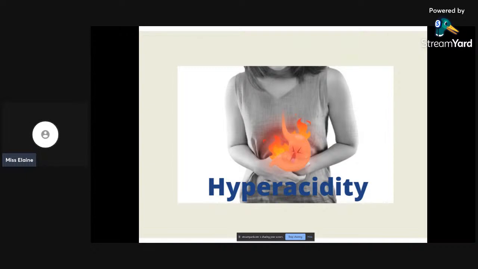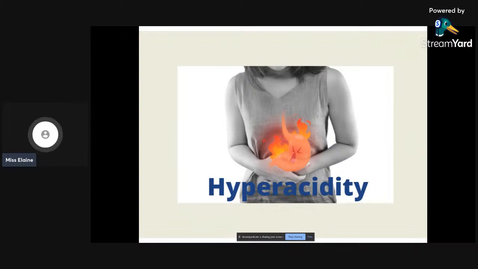So, that's what we call hydrochloric acid. Because the stomach naturally produces hydrochloric acid. So, what is the function of hydrochloric acid? To help with our digestion. Because hydrochloric acid is in the gastric juice. So, nagbe-breakdown siya, it breaks down the food and the digestive enzymes. So, nag-split siya to what? Para magkaroon ng protein.